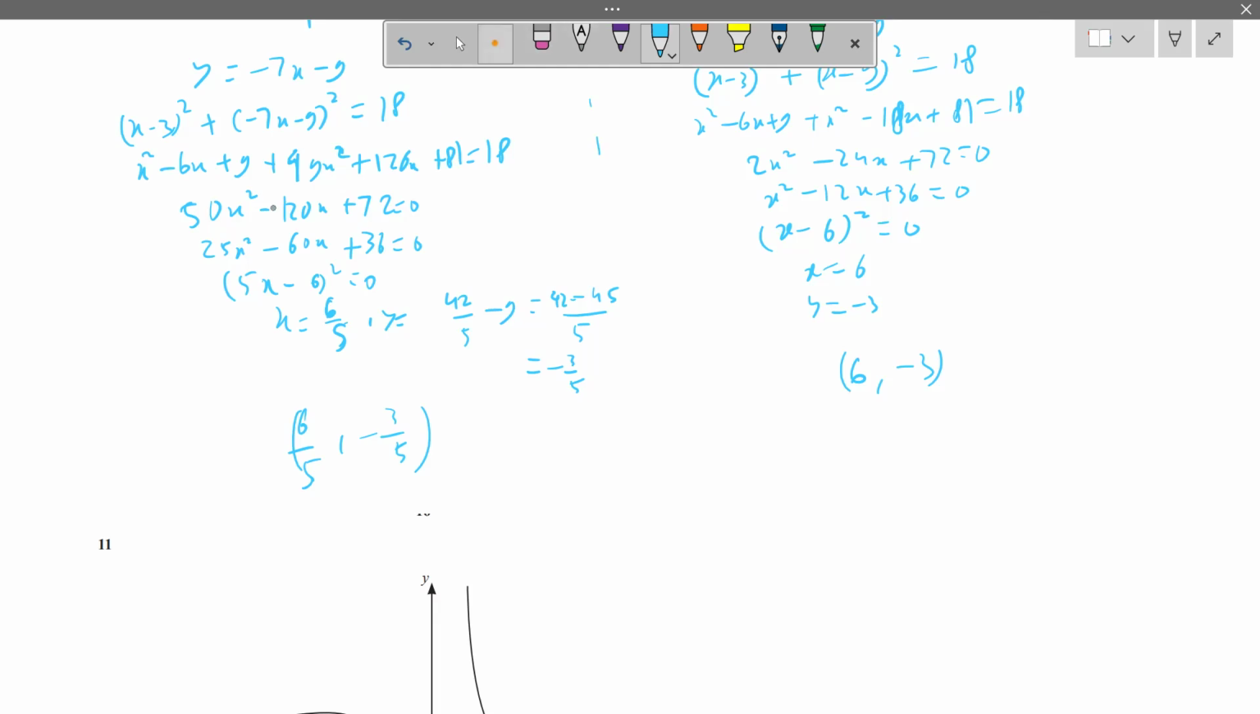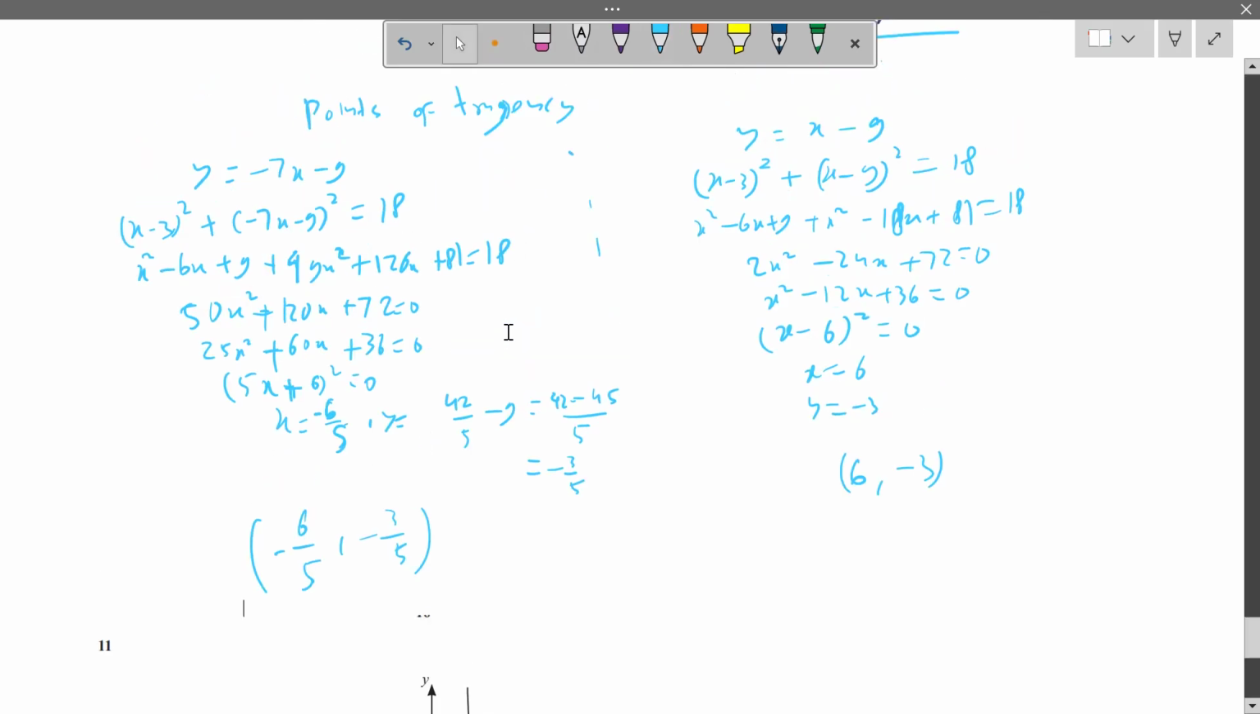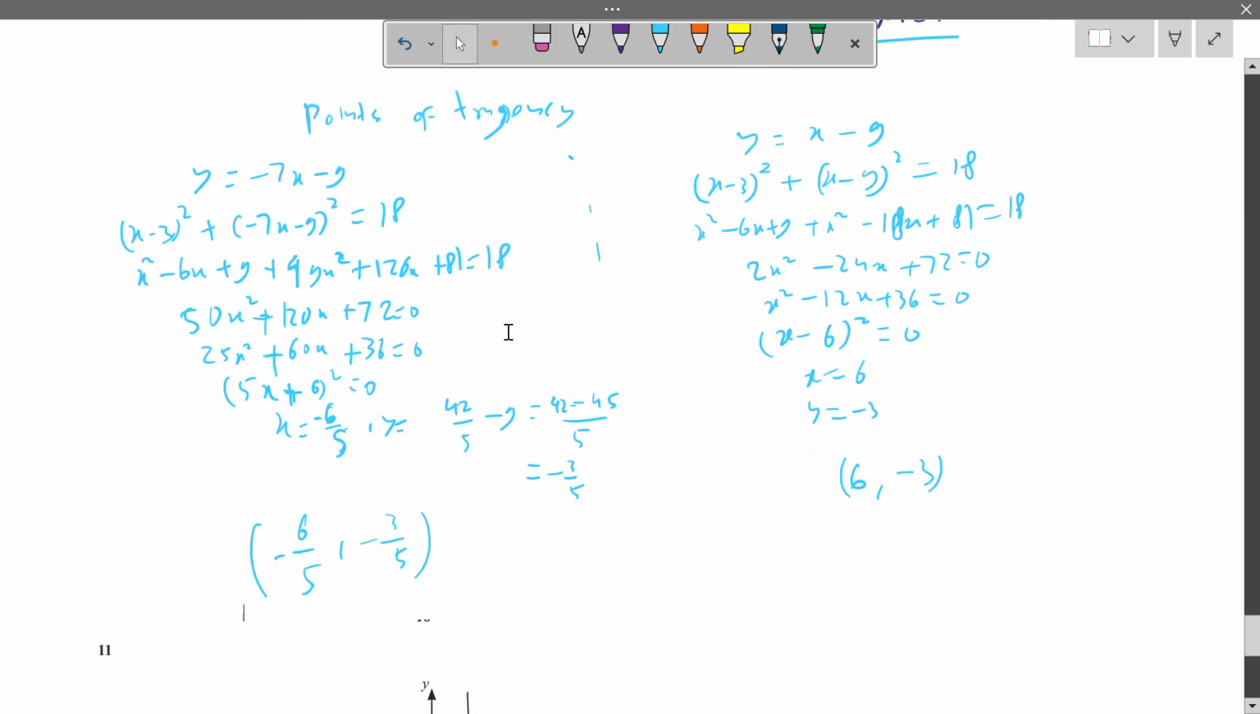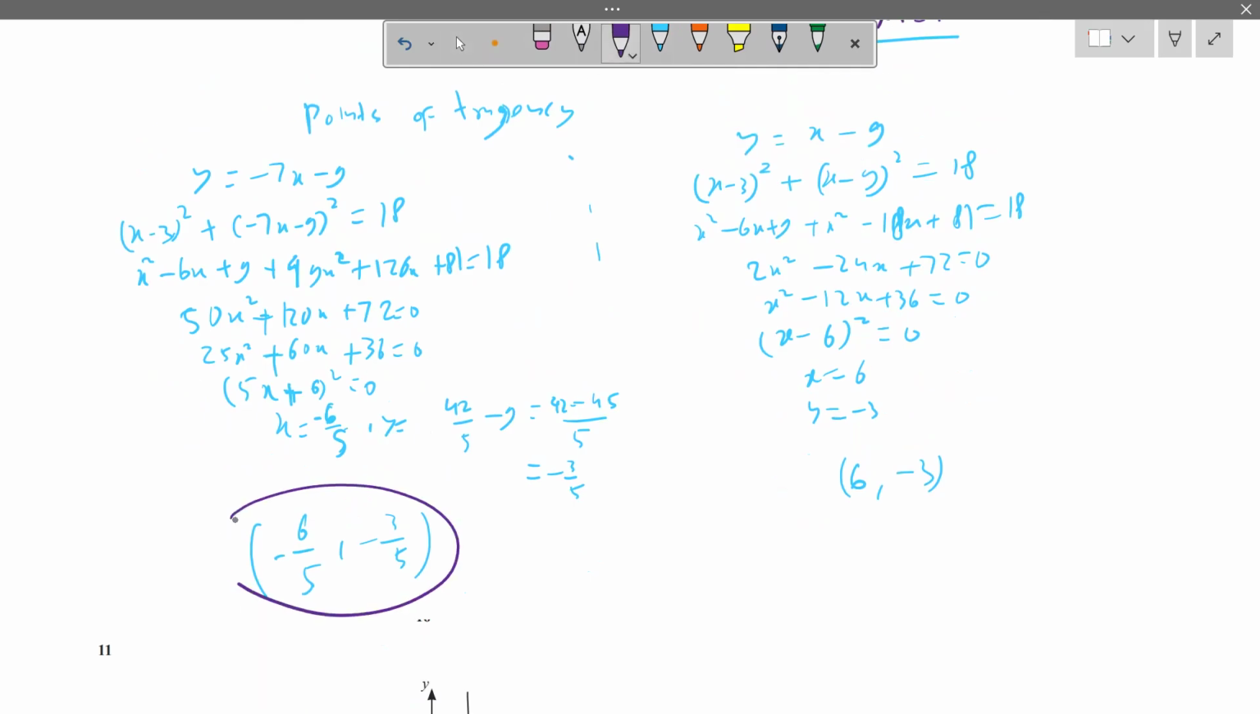Wait, hold on. Oh, I think I made a mistake. It's a plus, plus. Oh, sorry, so this is a minus. That means, oh yeah, okay. There. So we have that as the value of m, and then we have these as the points of tangency.